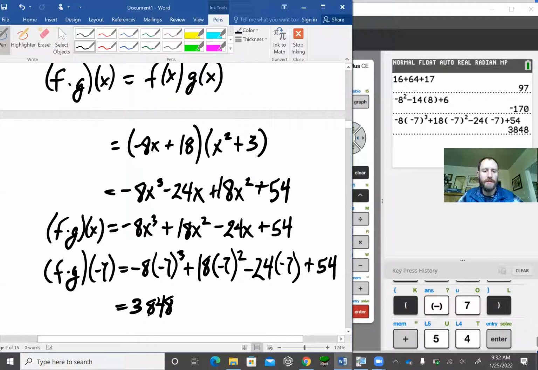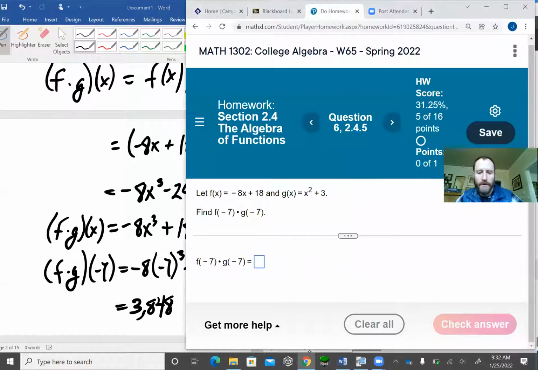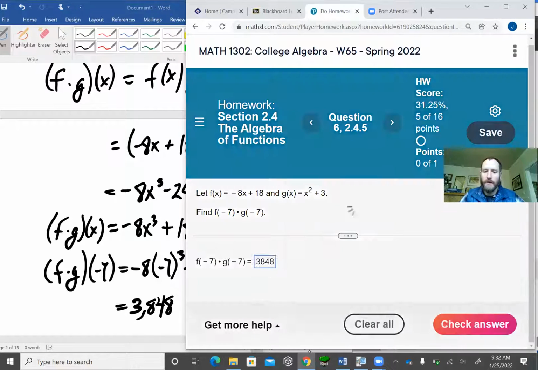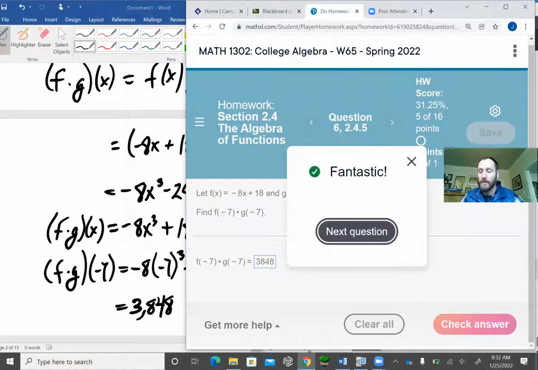3,848. Sometimes you get a big number and you think, did I do something wrong? But let's just try it. I think that might be right. 3,848. Yes, we got it. So you can get a big number on a lot of the ones in this section.